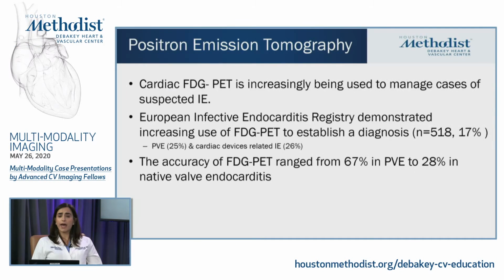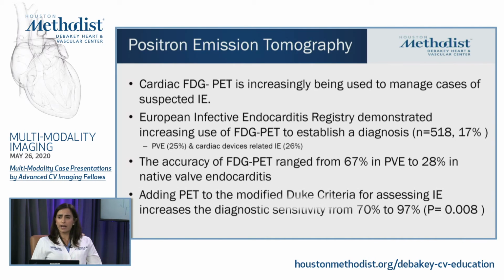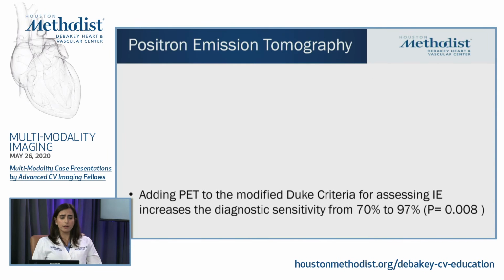The accuracy of FDG PET ranged from 67% to 28% in native valve endocarditis. It doesn't do very well in native valve endocarditis, and it's actually ill-advised due to high false positive rates there. However, when we add the PET data to the modified Duke criteria for assessing for endocarditis, the diagnostic sensitivity improves significantly from 70 to 97%.